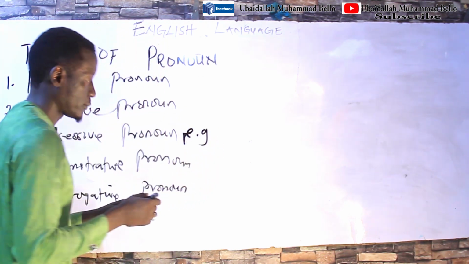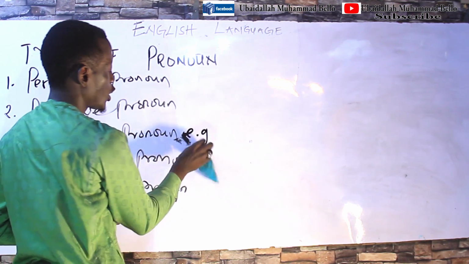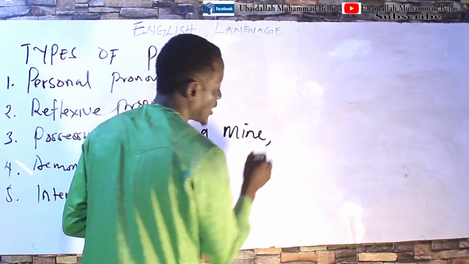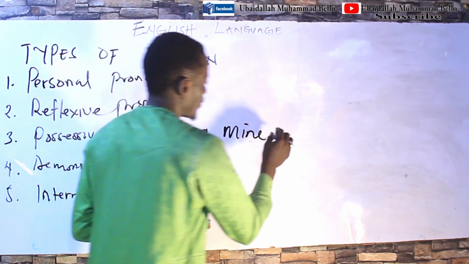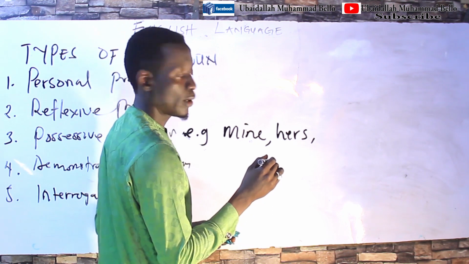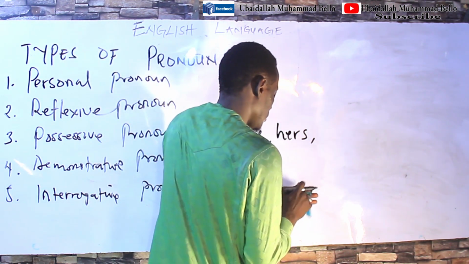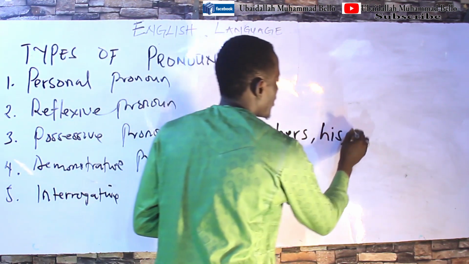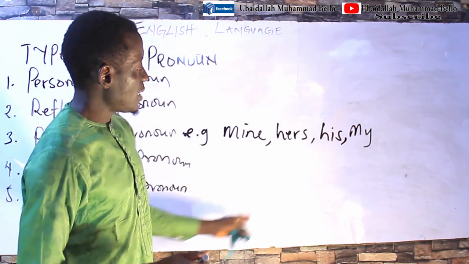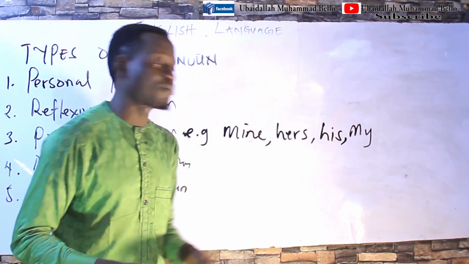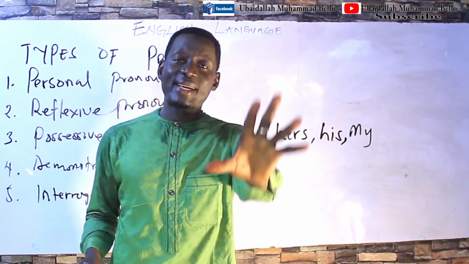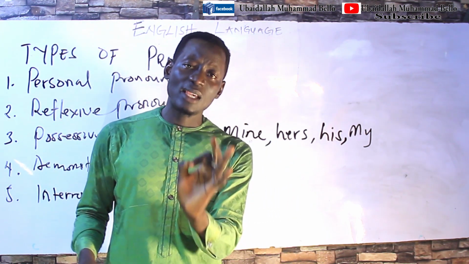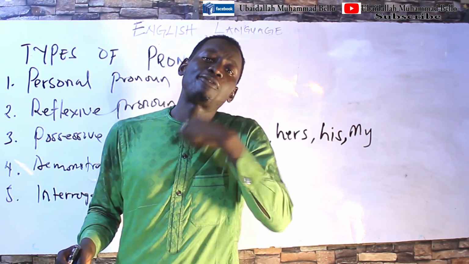These examples would show. We have mine, we have hers, we have his, we have my. These are possessive pronouns. For instance, I can say, the book is mine. Mine there in that sentence is just used instead of my name.